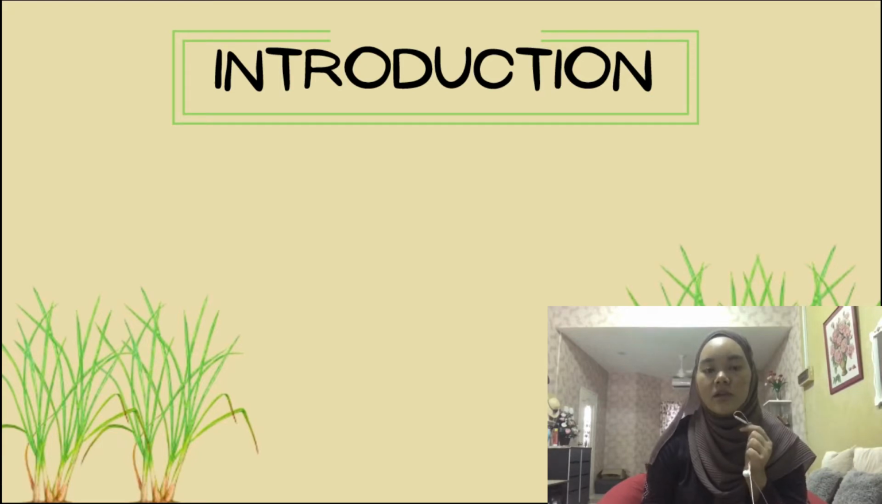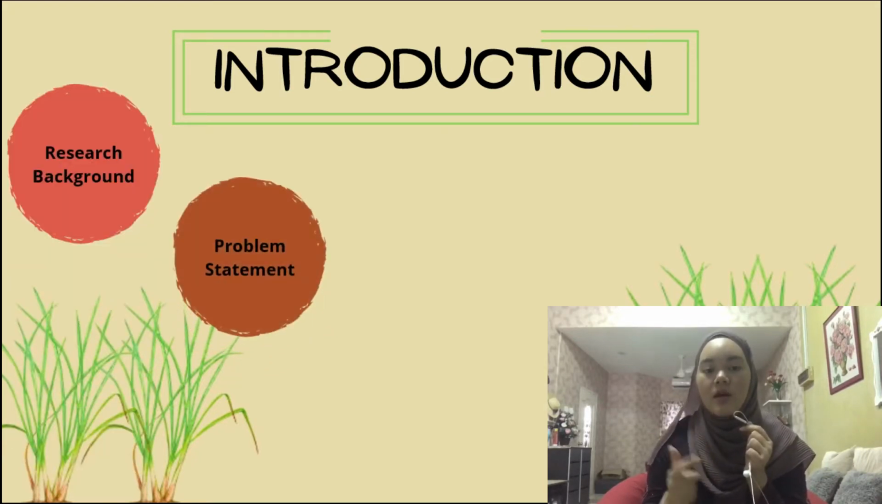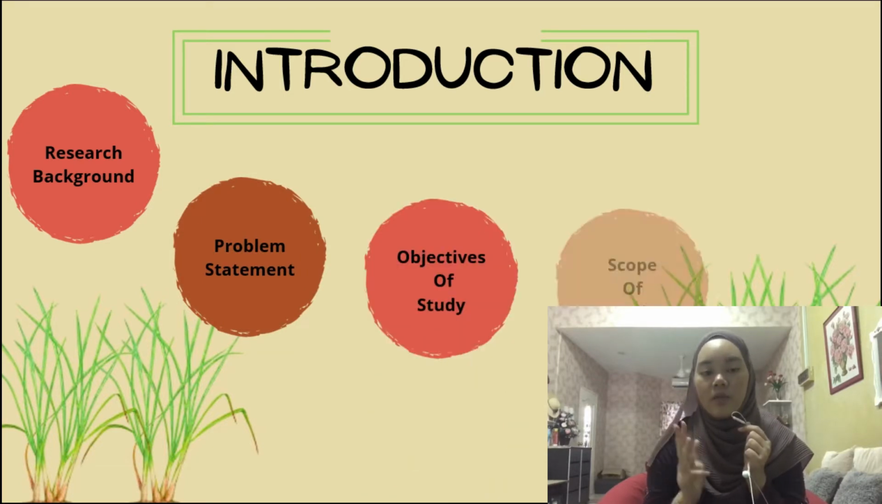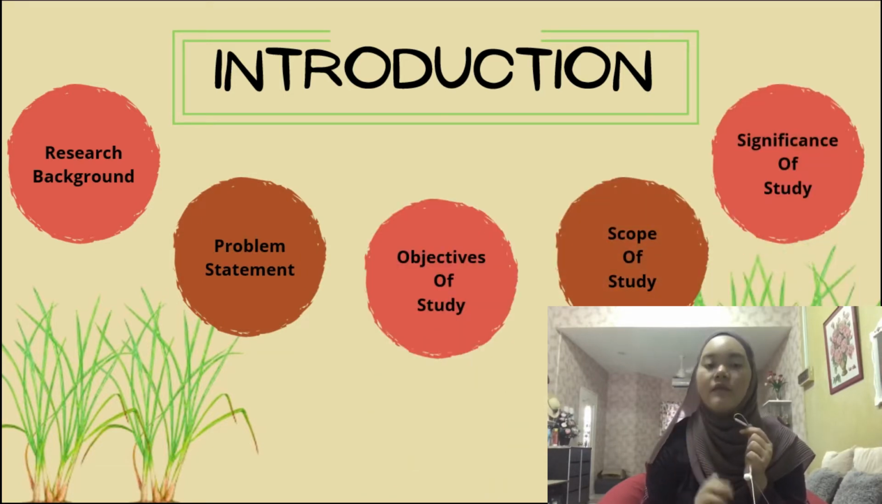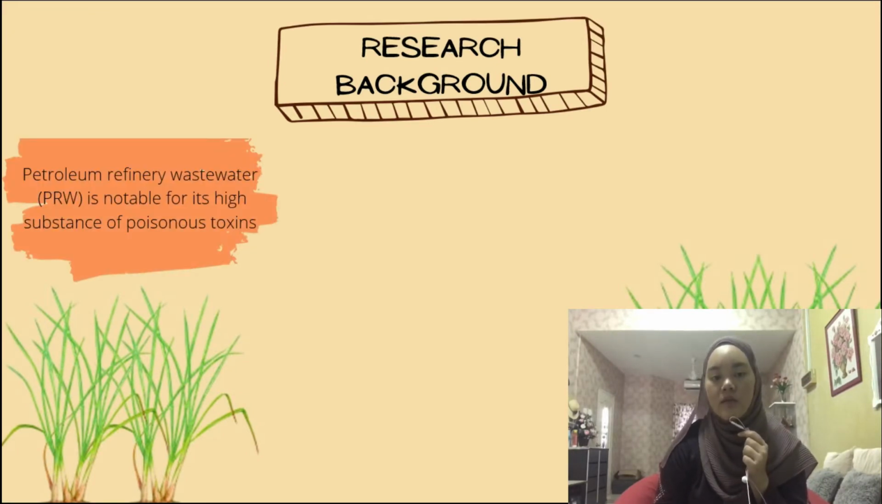In the introduction here, we have research background, problem statement, objective of the study, scope of the study, and the significance of the study. First is research background. As we know, petroleum refinery wastewater is notable for its high content of poisonous toxins, which are harmful and dangerous to humans and the environment. In addition, the petroleum industry keeps expanding, which can cause increasing pollution to our environment.